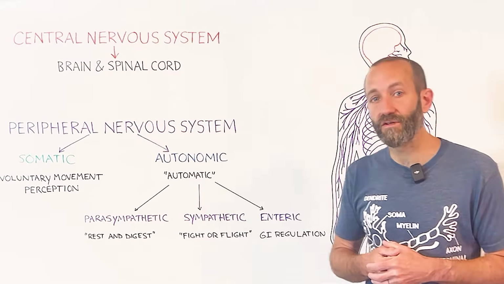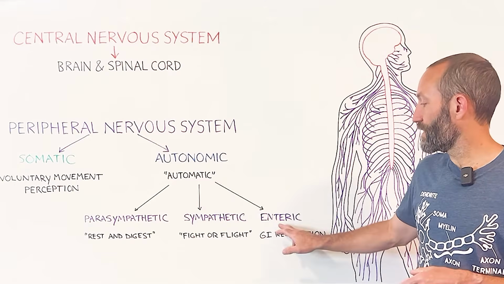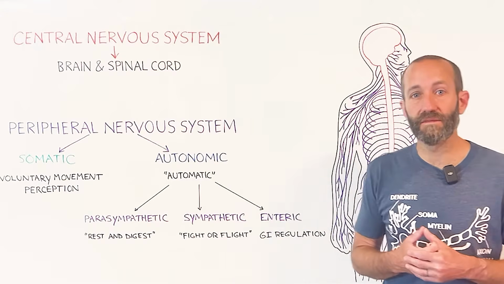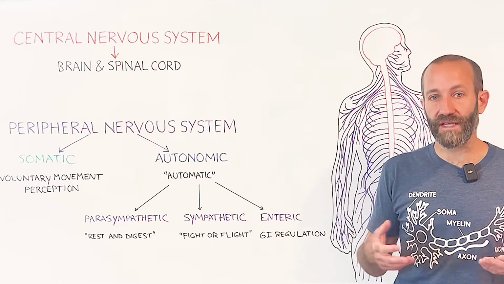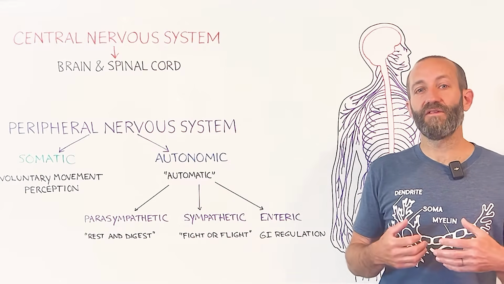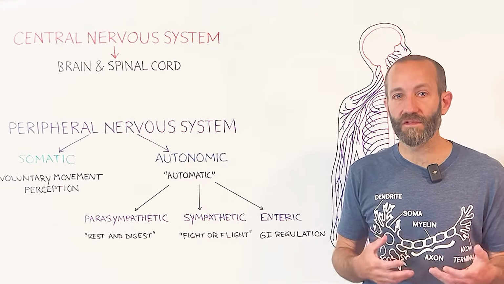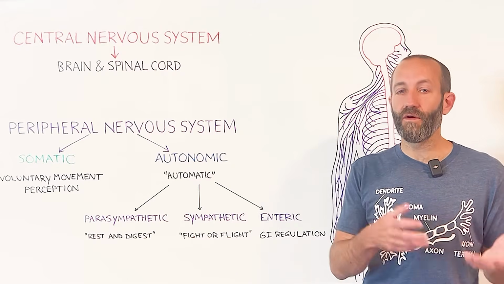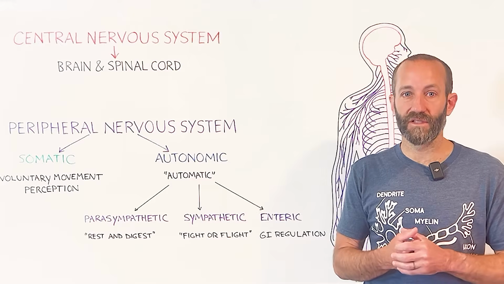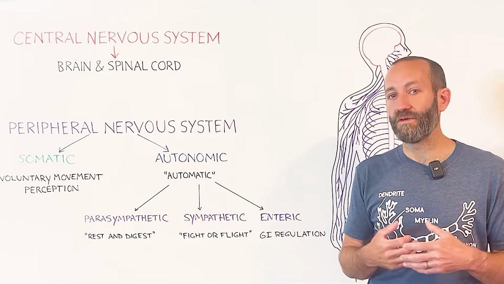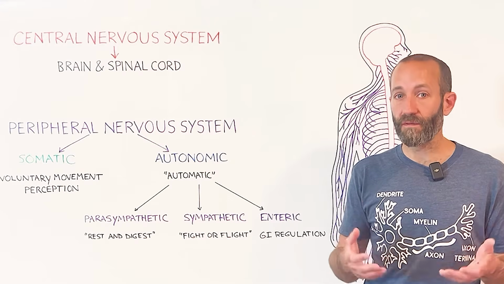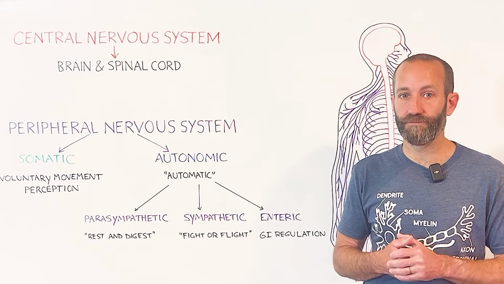The third and lesser known division of the autonomic nervous system is the enteric nervous system. The enteric system is involved with the regulation of the gastrointestinal tract. It consists of networks of neurons found in the walls of the GI tract and other digestive organs, and even though it's not as well known as the sympathetic and parasympathetic nervous systems, it's thought to contain somewhere between 400 to 600 million neurons, which would make it the largest and most complex division of the peripheral nervous system.